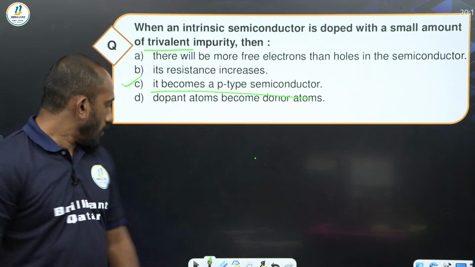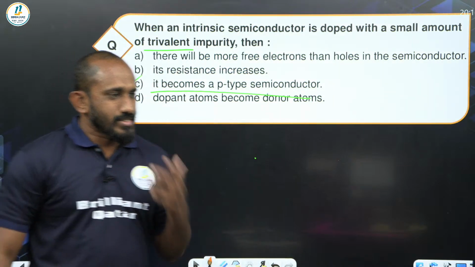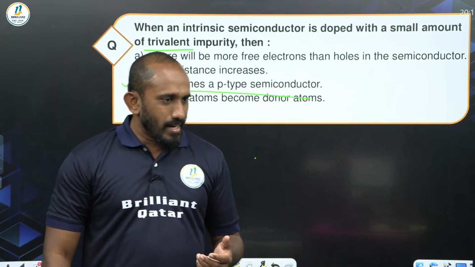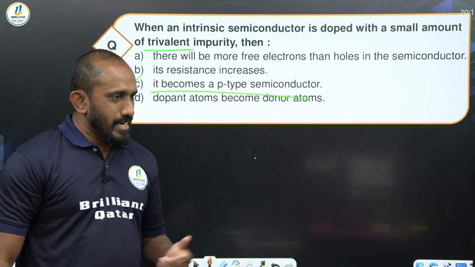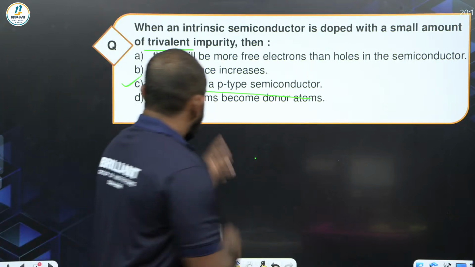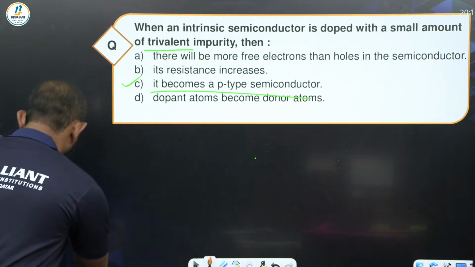Hope you are getting it. Okay, yes. Next question we can do. So you type your answers in the chat box. Okay, many are there here. Let's see. Yeah, great. So we can see the concept here. Becomes a P-type semiconductor is the correct answer. Next question we can do.